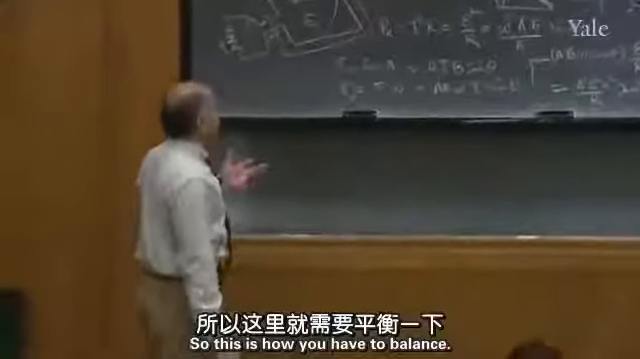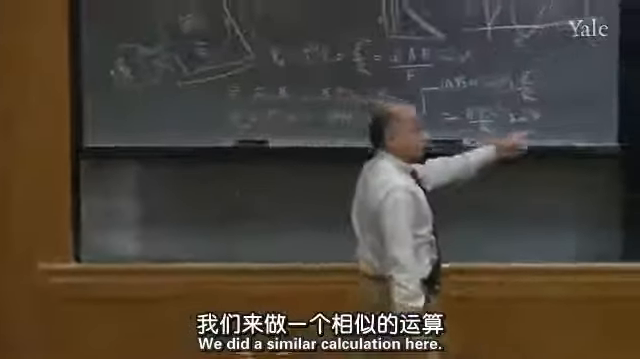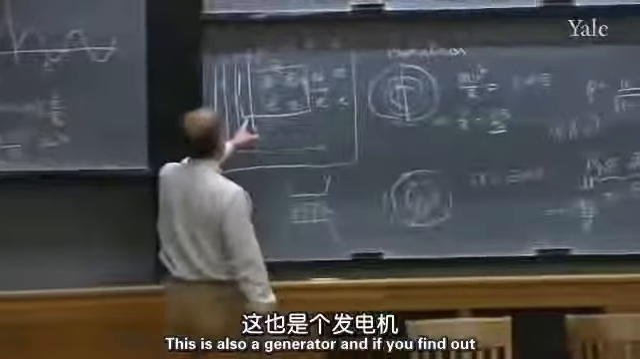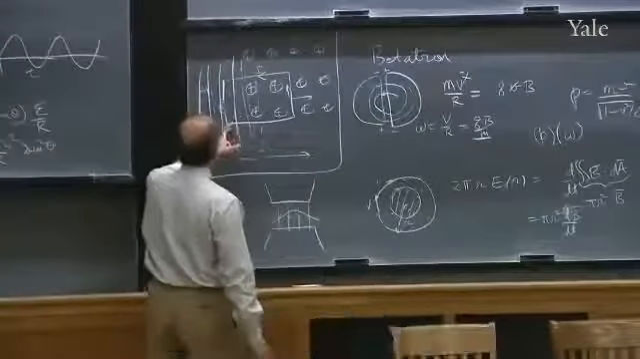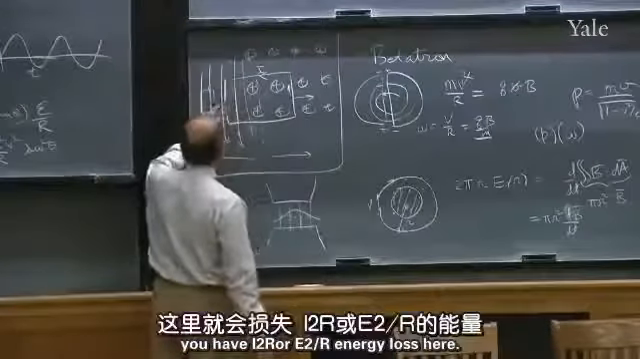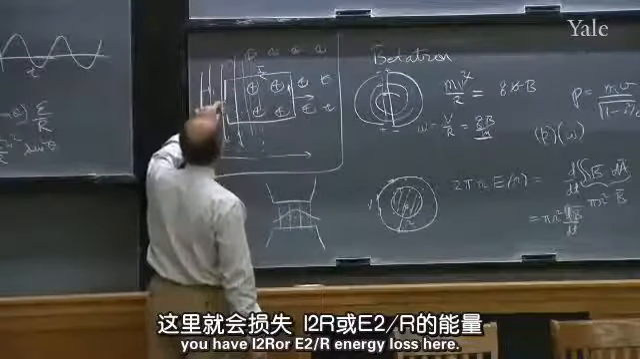So this is how you have the balance. We did a similar calculation here. This is also a generator. And if you find out the minute there's a current flowing here, you have I square R or E square over R energy loss here.